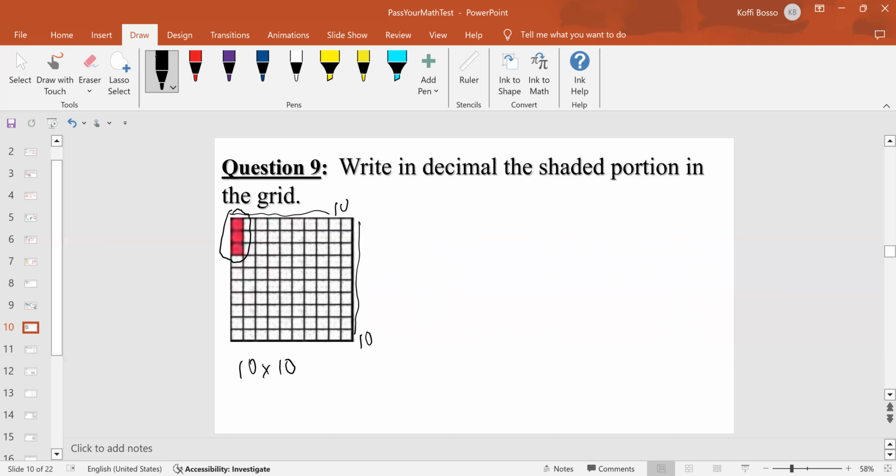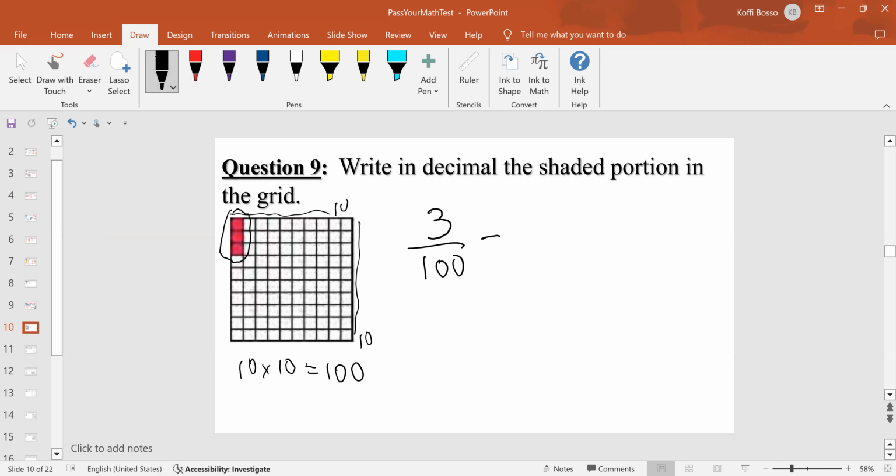So it's like we are finding the area of this shape. 10 multiplied by 10 is 100. That means we have 100 little squares, but only 3 are shaded. So in this small form, that will be what? First of all, let's write it as a fraction. So 3 out of 100 are shaded.